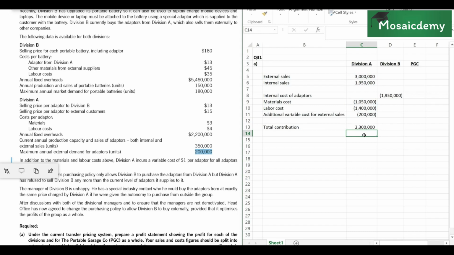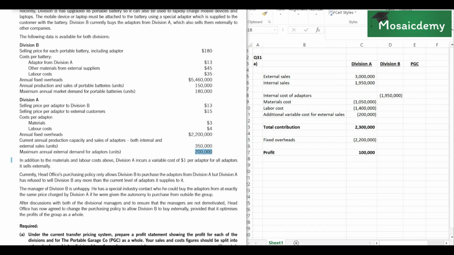So we'll simply sum up all of these values. So 2.3 million, okay, and we'll make this bold since this is a major profit, right? Okay, then we have our fixed overheads, which are minus 2.2 million, okay, so that gives us our profit, which will be 100,000 for division A. Okay, so with that said, let's move on to division B.